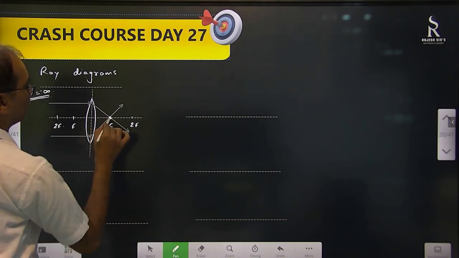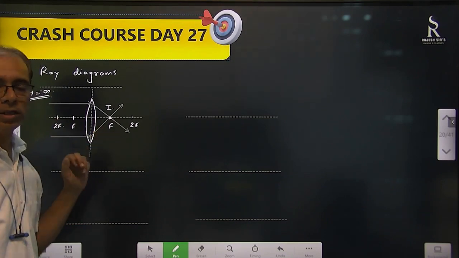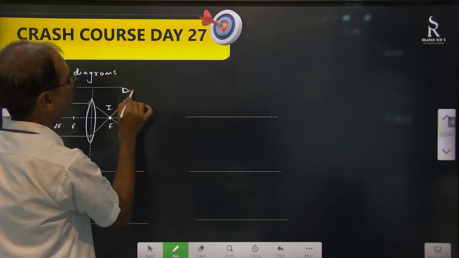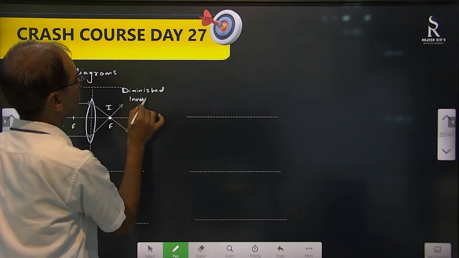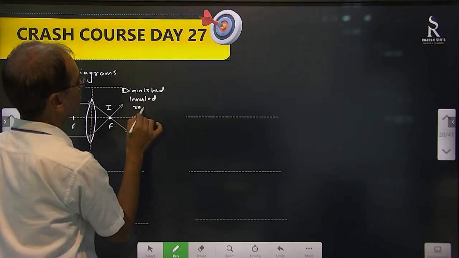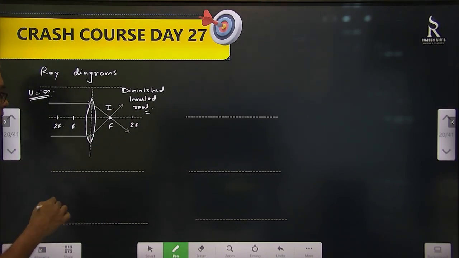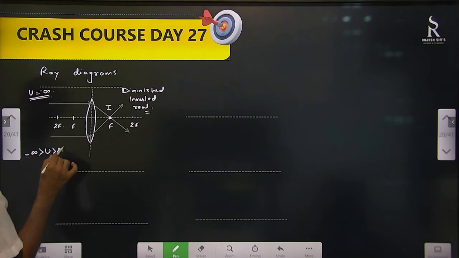Here, what image are you getting? What type of image? Very small image, diminished image. Diminished, inverted, real, because the refracted rays are actually meeting, so it's a real one. Next one: we want to keep u between infinity and 2f. So minus infinity is greater than u is greater than 2f. Okay, fine.